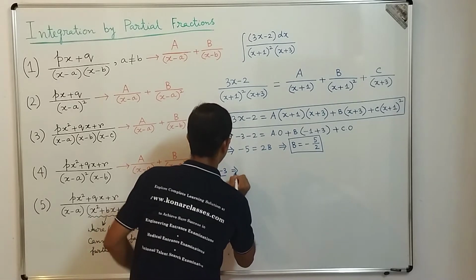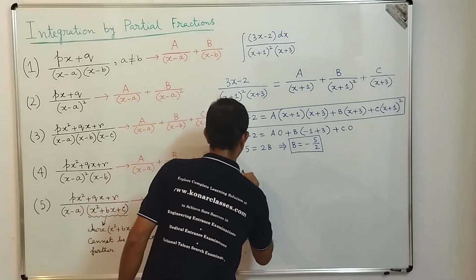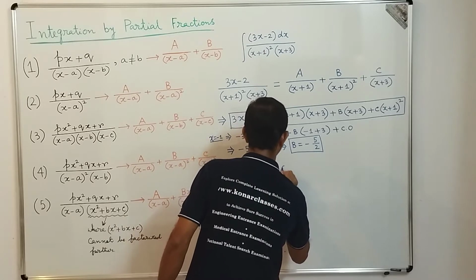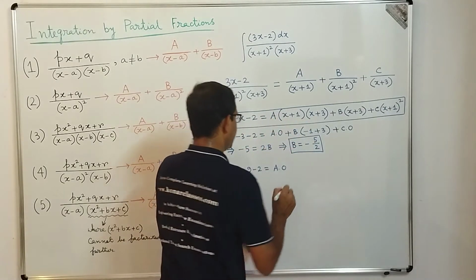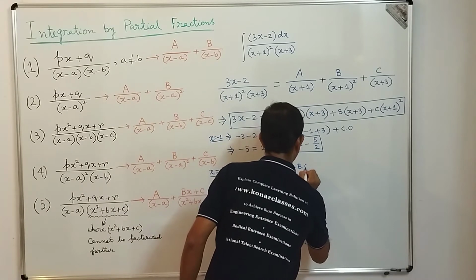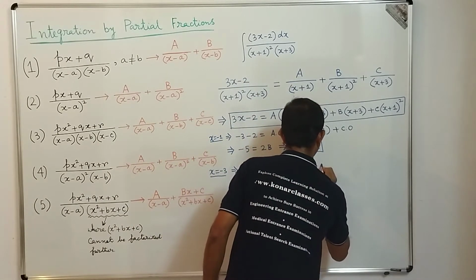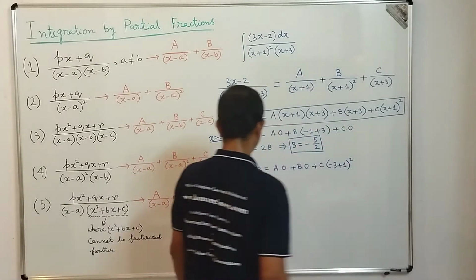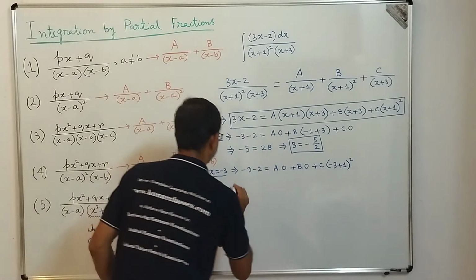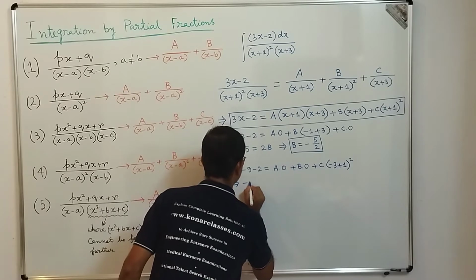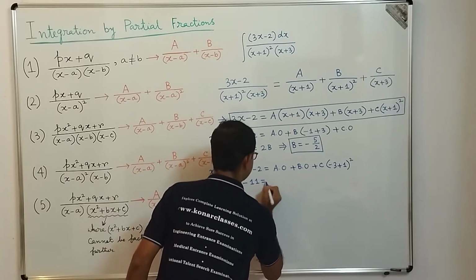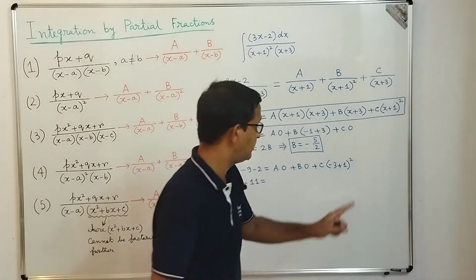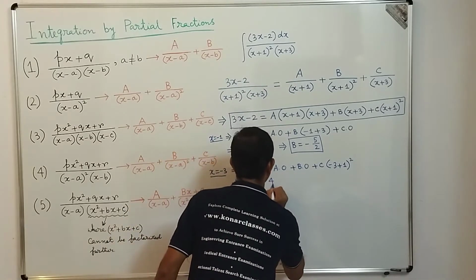Then what are we going to get in the left hand side? 3 into minus 3, that is minus 9, and minus 2, that is equal to a into 0, because if we apply minus 3 then it will be 0, plus b into 0, plus c into minus 3 plus 1 complete whole square. So in the left hand side we get minus 2 minus 9, that is minus 11, equal to c into minus 3 plus 1, that is minus 2, minus 2 whole square is 4, so 4c.